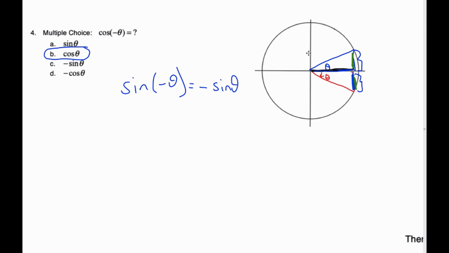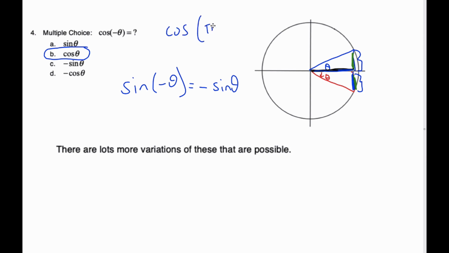Okay, and so we can find lots of different relationships by using these congruent triangles and seeing how they're related to each other between sine and cosine. There are lots and lots of different variations to ask these kinds of questions. We can do things like cosine of pi over 2 minus theta. How does that relate to sine? There's lots of different ways we can do it.